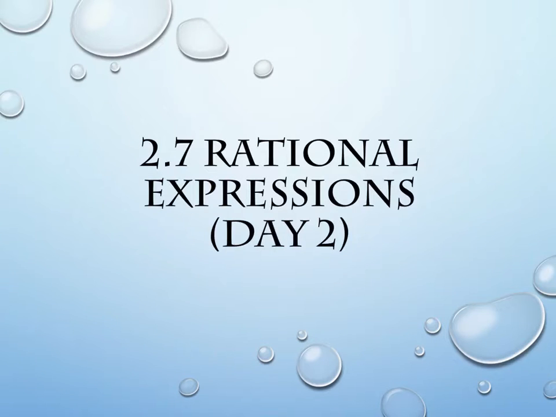2.7 is a continuation for what we did in 2.6, where we started talking about rational expressions. In particular, in 2.6, we talked about simplifying rational expressions, and we talked about multiplying and dividing rational expressions. So what we're going to talk about in 2.7 is adding and subtracting rational expressions. To be honest, adding and subtracting rational expressions is a little bit more challenging than multiplying and dividing.